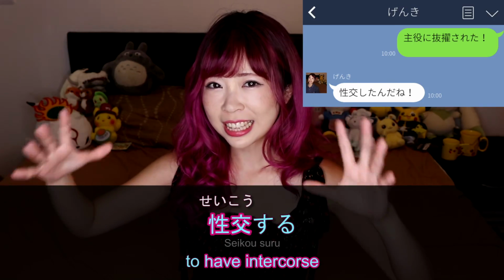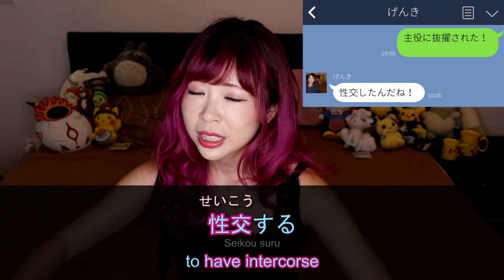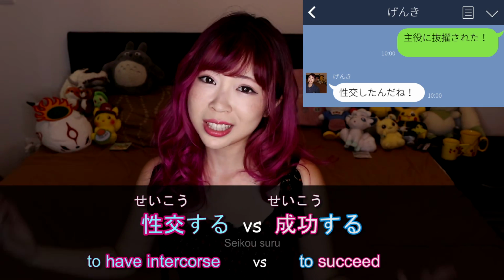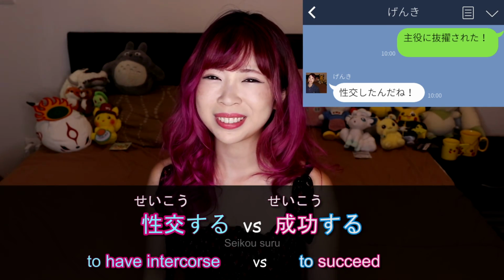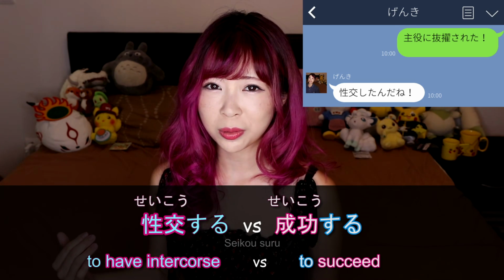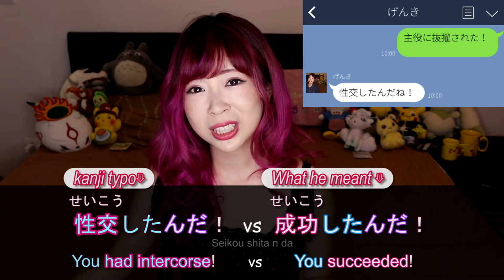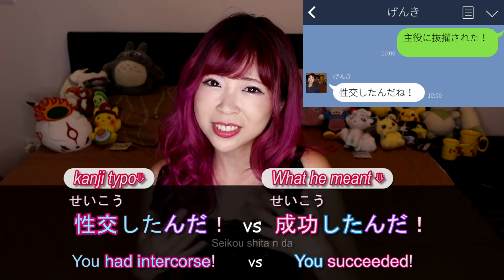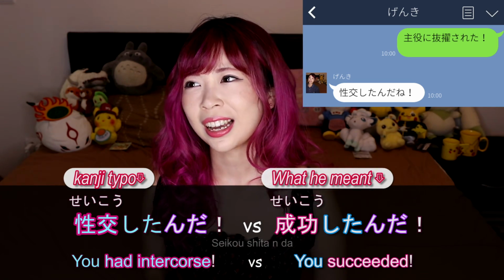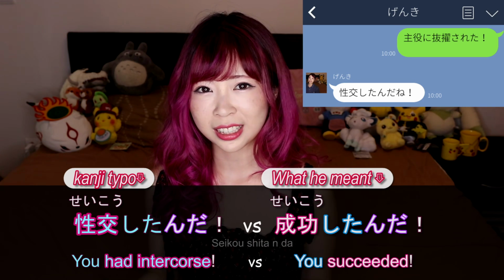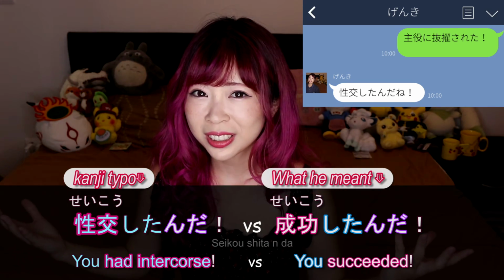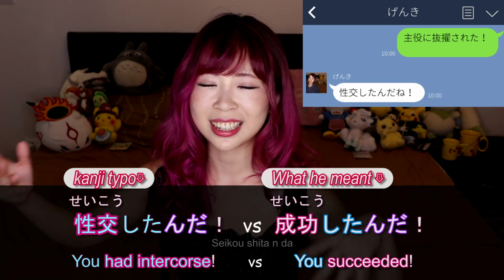成功 in this kanji means intercourse, but 成功する in this kanji means to succeed. Yep. So Genki wanted to write 成功したんだ. Oh, you succeeded. Right? Like it was successful. But it ended up sounding like, oh, you had intercourse with like a director or something to get the leading role. So Misa is obviously upset.